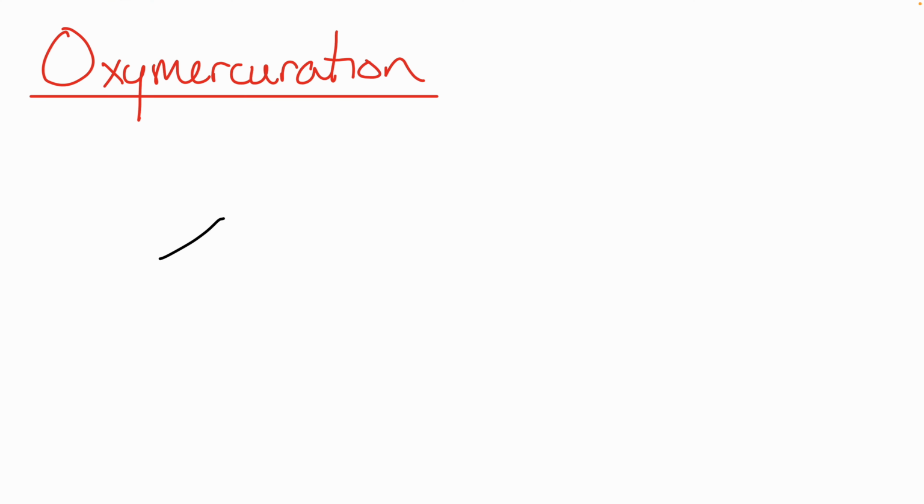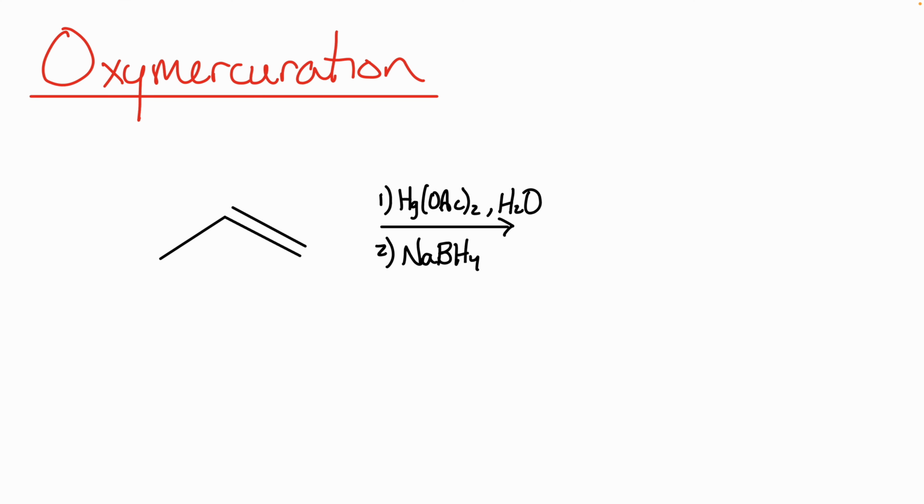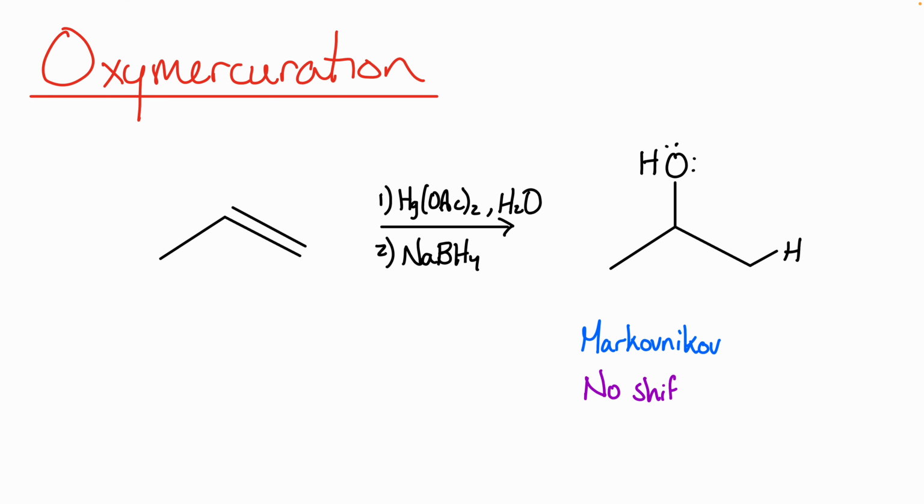Our oxymercuration reaction. Okay, this is one that we don't have a mechanism for, so we're just going to note some key things here. All right, again, this is when you take that mercury acetate and water. Follow that up with that sodium borohydride. Oxymercuration is also a Markovnikov addition. All right, but for this one, we had no shifts to worry about.